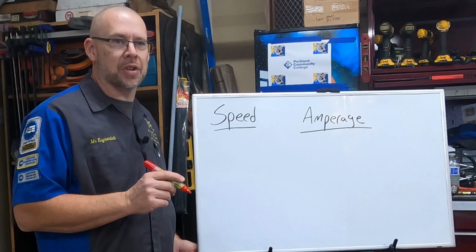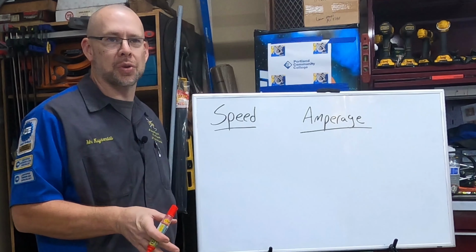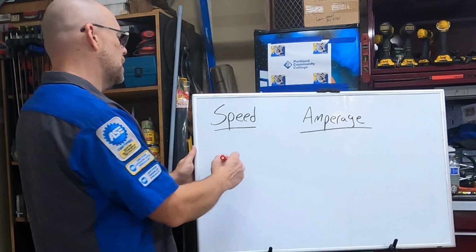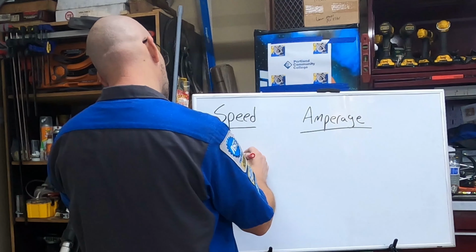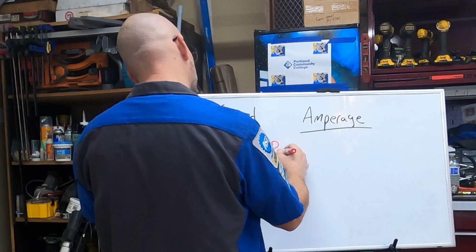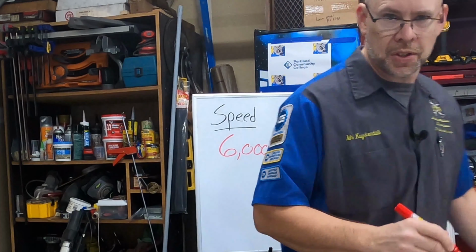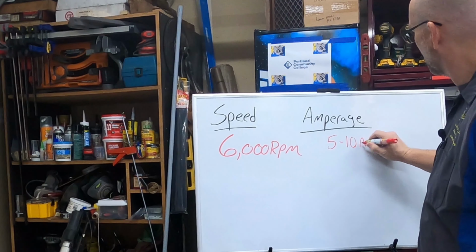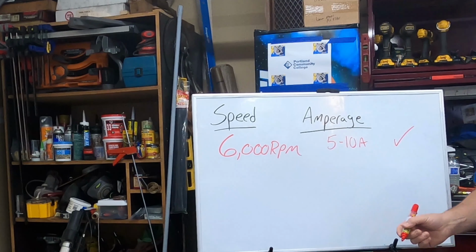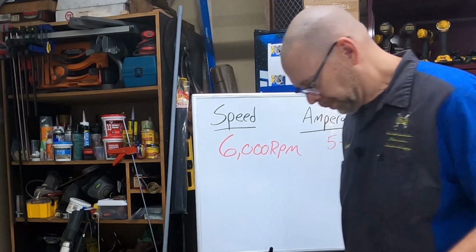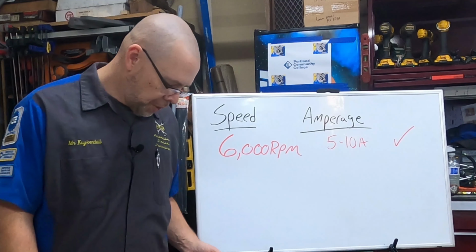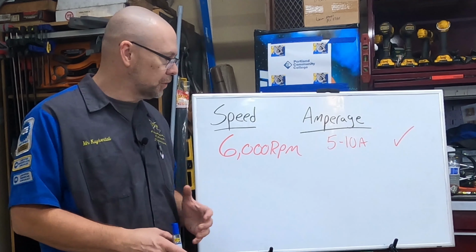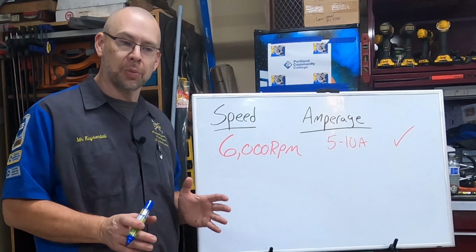I'm going to throw a couple scenarios at you real quick, just so you get an idea of how we're going to use this. Now, normally, we would see a speed of about 6,000 RPM. And we're going to see an amperage, depending on the pump design, of 5 to 10 amps. So these are our ballpark numbers. Now, depending on pump design, depending on era of car, these change, right? These are a rule of thumb.